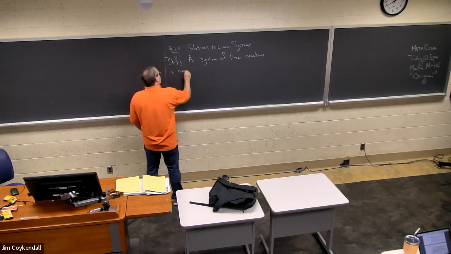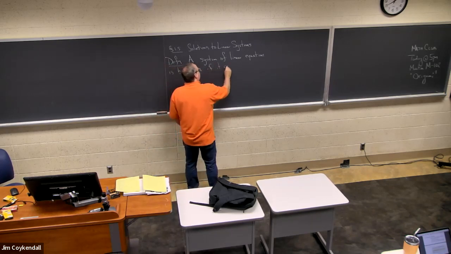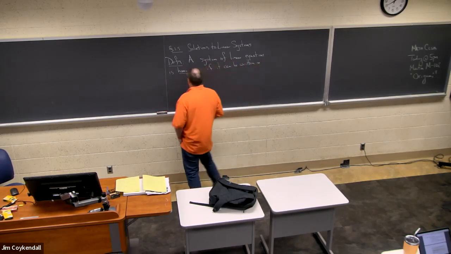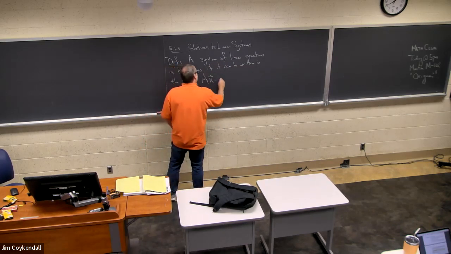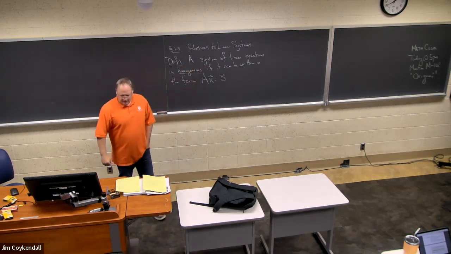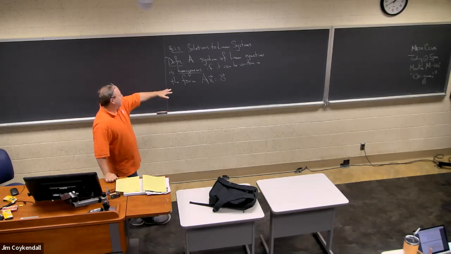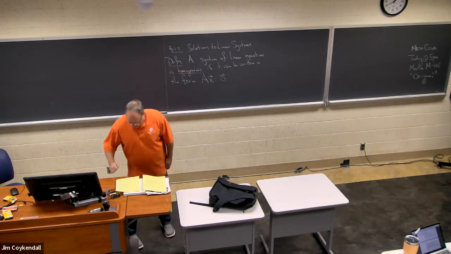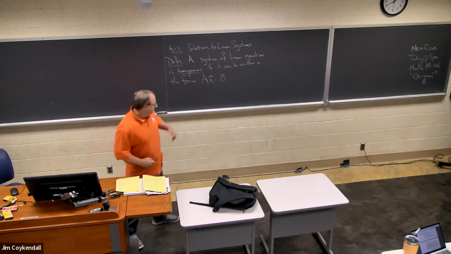A system of linear equations is homogeneous if it can be written in the form AX = 0. By the way, on quizzes and homeworks, when I write this out in type form, instead of putting a little hat over the vectors, I'll usually put it in bold. So a bold X usually means a vector when I write it up on the quizzes, as opposed to having a hat on it.